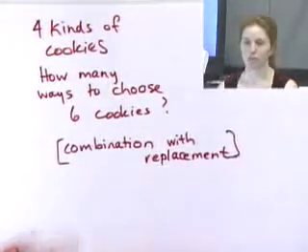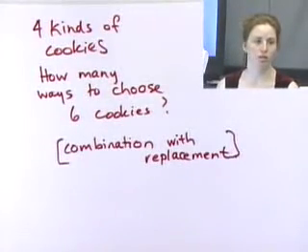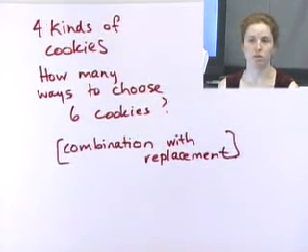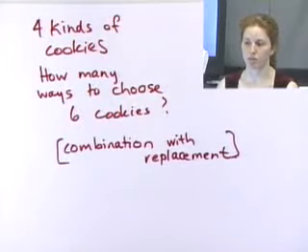So you have these questions you ask yourself. Does order matter? Yes or no? In this case, no. Is there replacement? Yes or no? In this case, yes. So we have a combination with replacement. Now we have to figure out how to solve this problem.